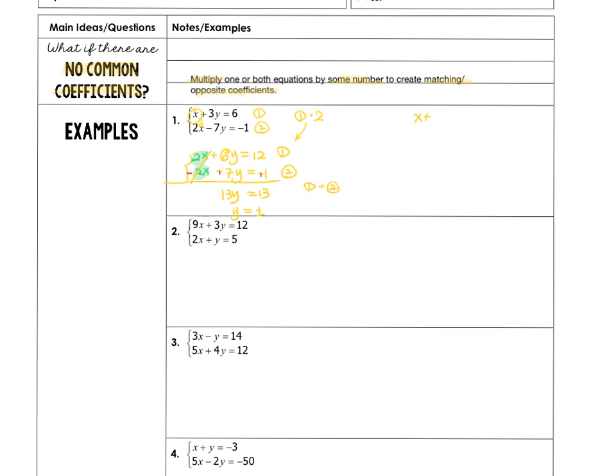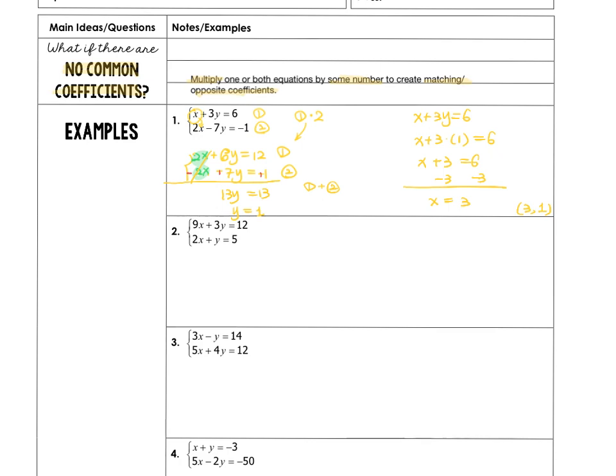Then I take the original first equation because it's a smaller number, it's easier. I just plug in the 1 where it says y. And so now I have x plus 3 equals 6. I subtract 3 on both sides. I should have x equals positive 3. So my final answer for this system of equations is 3, 1. Okay, x is first, y is next.